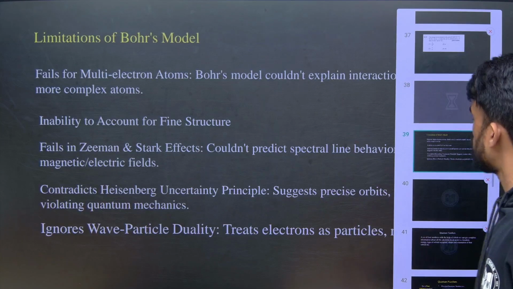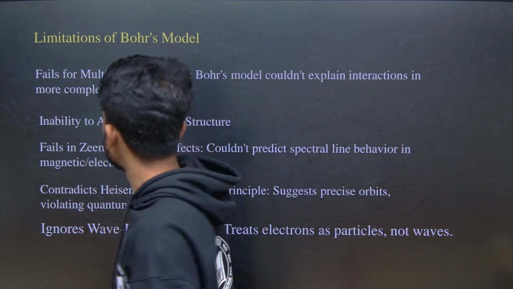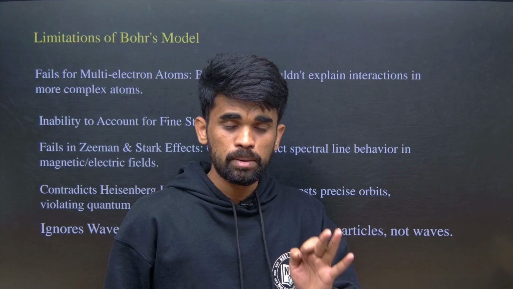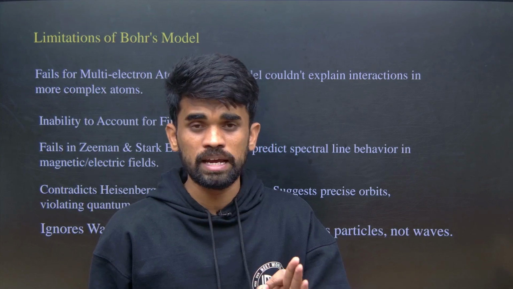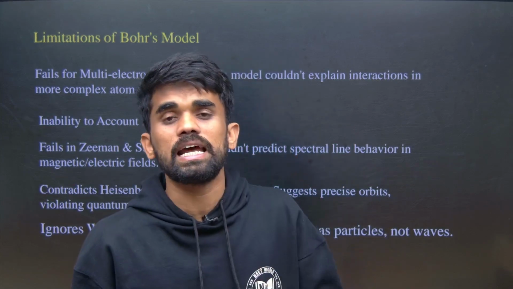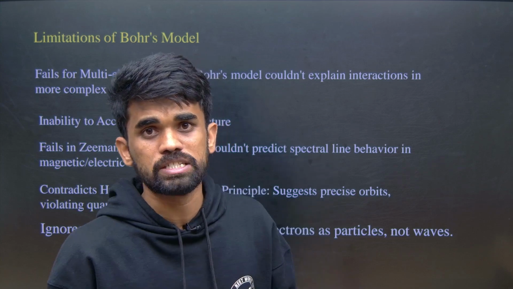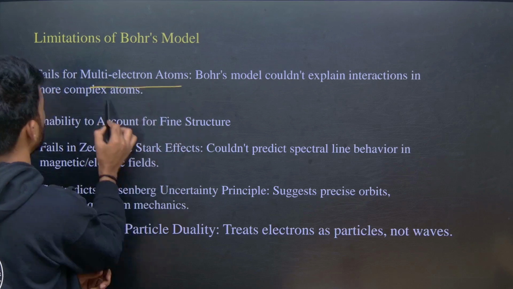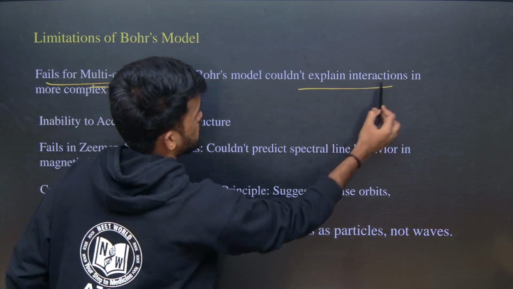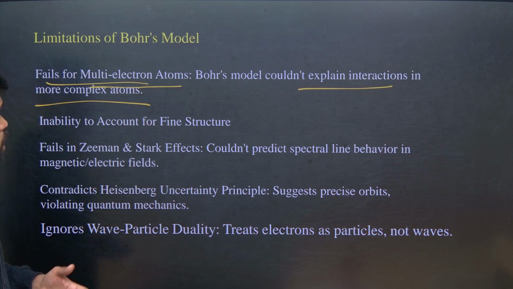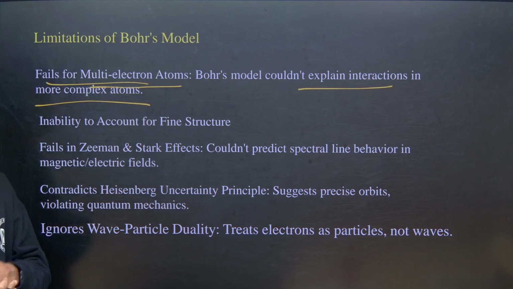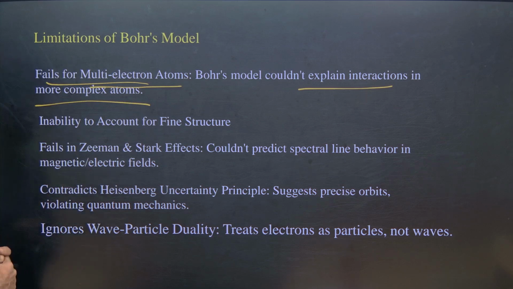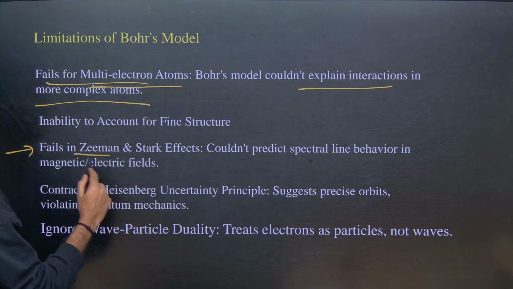Then next we have the limitations of this Bohr model. What are the limitations? Till now we have seen hydrogen, helium plus, beryllium plus 3, lithium plus 2, like this. This is valid only for single electron species but not multi-electron systems. It fails to explain the multi-electron system. The Bohr model could not explain the interactions in more complex atoms. Next, it was unable to explain the fine spectrum of the atom. Next, it failed to explain the Zeeman effect and Stark effect.